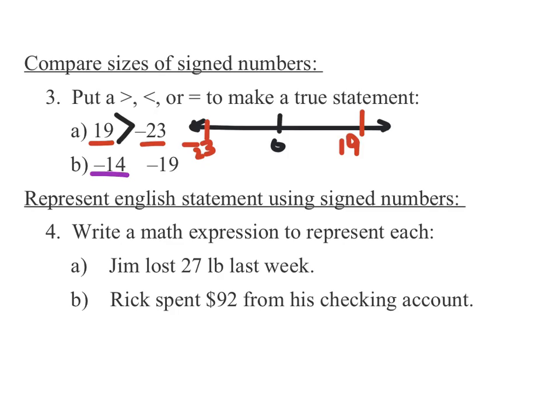Next up I have -14, which, it doesn't have to be proportional, but somewhere like this. -19 is to the left of that because it's a bigger negative. So since -14 is farther to the right, this sign also opens toward the -14.